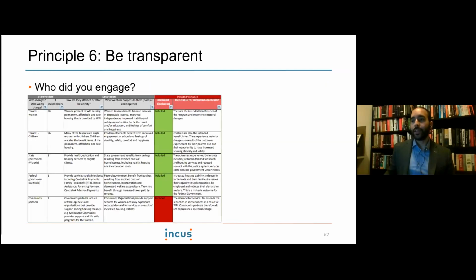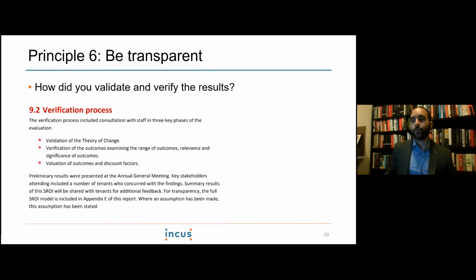So who did you engage? You might have a table like this. This is just an example. All the different people, why you included them in your analysis or why you excluded them with a bit of a rationale. You might then go forward and also talk about how you verified it. So if you did some sort of formal verification, or if you presented them to say a reference group or an AGM, how did you basically test and validate the decisions that you were making through your stages of the social value analysis?